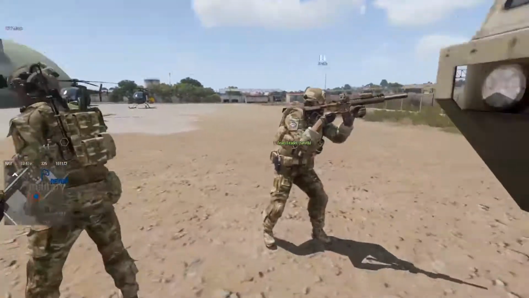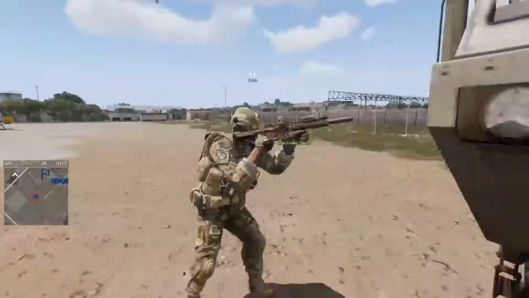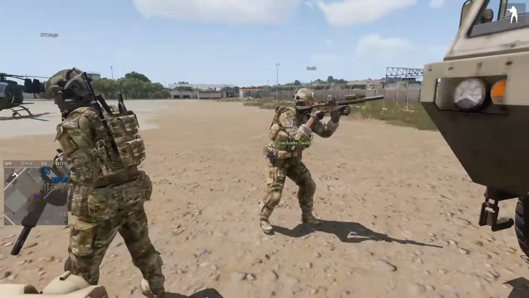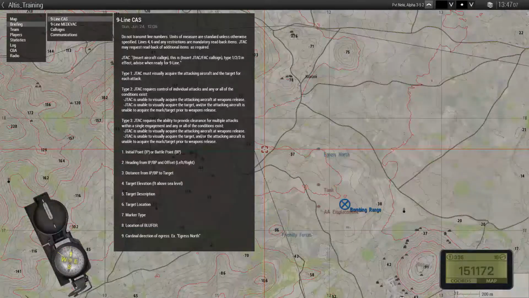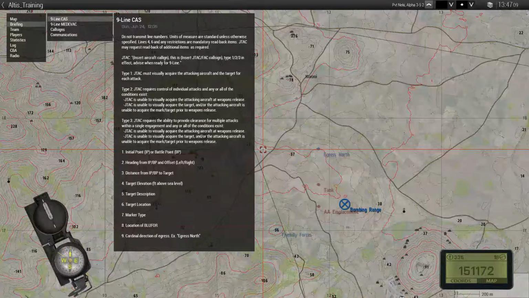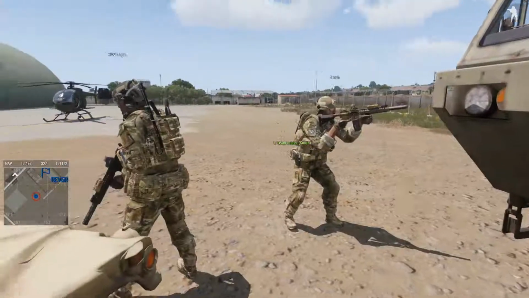And then we have the read back and repeat procedures, right? Yeah, then the pilot will read lines 4 and 6 back to you, along with any other restrictions.